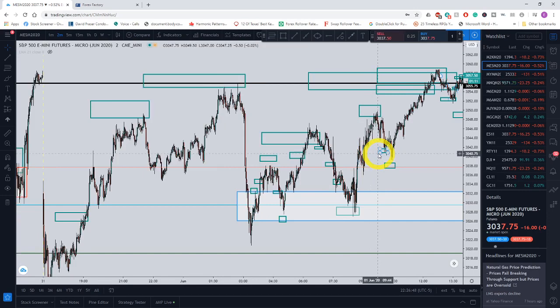But I just wanted to show what my chart looks like and what I look for as the day goes on. I know a lot of the videos I do are kind of leading into next week and what I'm looking for, but I just want to show day to day as well how I have my charts set up, how I draw them, and basically everything I look for.